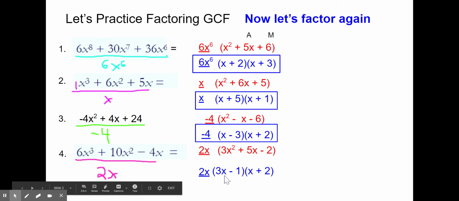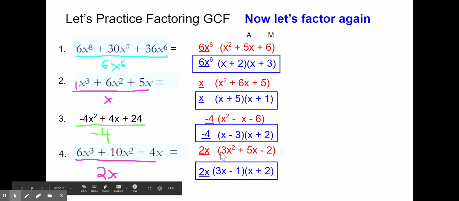I could try guess and check, and it does work because 3x times 2 is 6x minus 1x does give you the middle term of 5x. So that is the fully factored trinomial. Your GCF, 2x, your two binomials, 3x minus 1 and x plus 2.